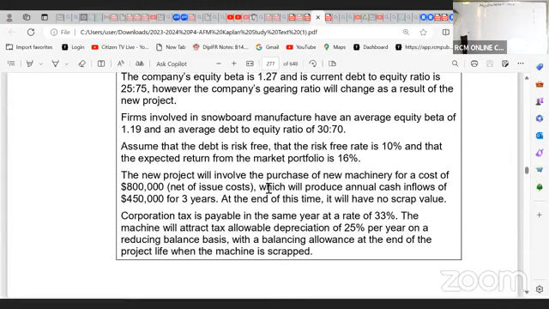The new project will involve the purchase of new machinery for a cost of 800,000. So this new project is about a new machine that you're going to buy for 800,000 net of issue cost, which will produce annual cash inflows of 450,000 for 3 years. At the end of this time, it will have no scrap value. Corporation tax is payable in the same year at the rate of 33%. The machine will attract tax allowable depreciation of 25% per year on a reducing balance basis, with a balancing allowance at the end of the project life when the machine is scrapped.